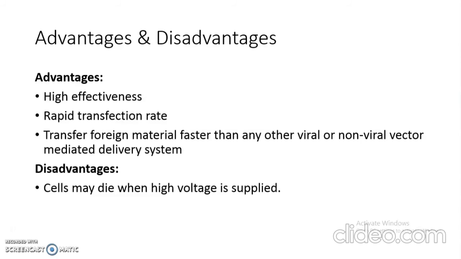But why did Paul choose electroporation for his transformation? Here are 4 advantages of electroporation. One of the major advantages of the present method is high effectiveness and rapid transfection rate. Electroporation can transfer foreign materials effectively faster than any other viral or non-viral vector mediated delivery system. In comparison with the viral vectors, it's safer. Also, it's non-toxic, non-allergic, and non-mutagenic.